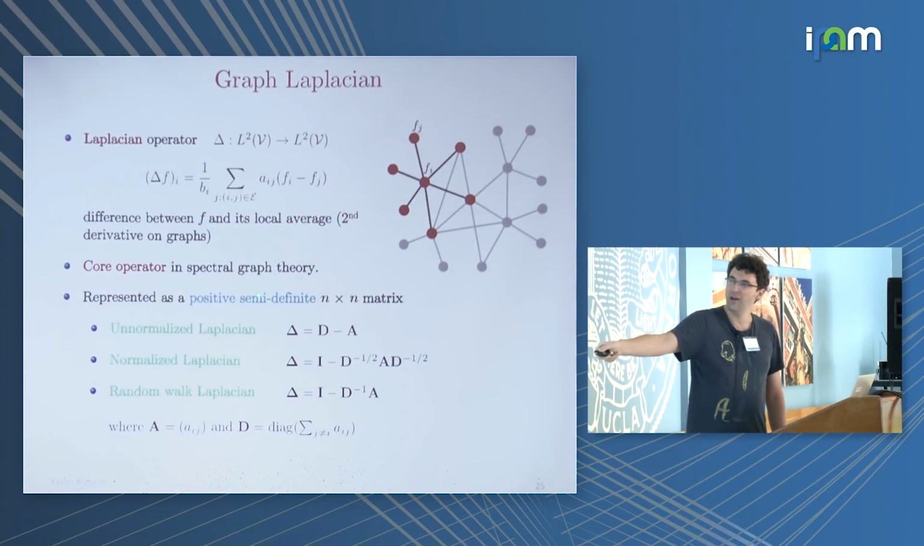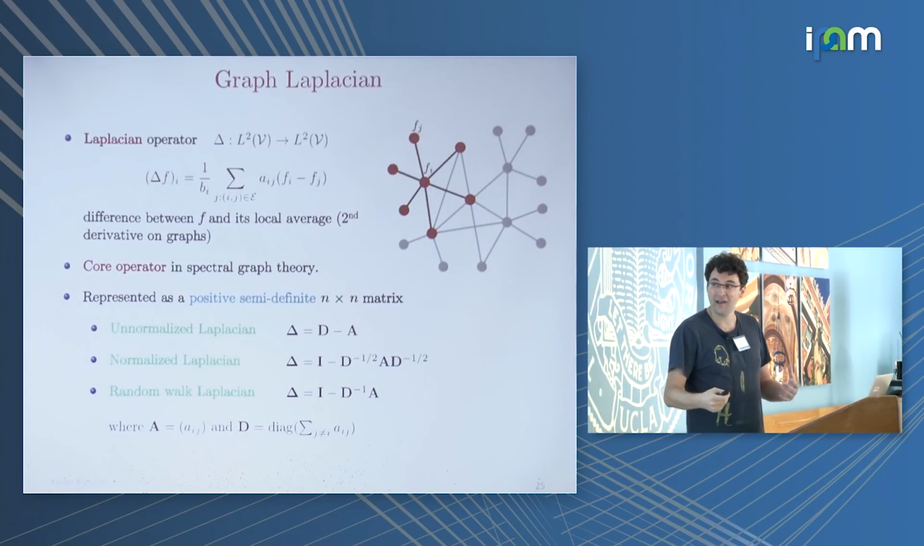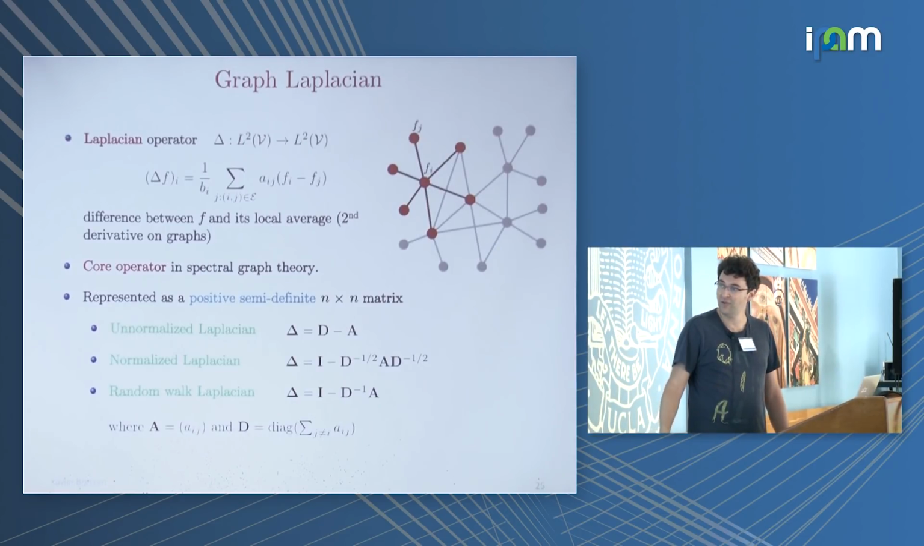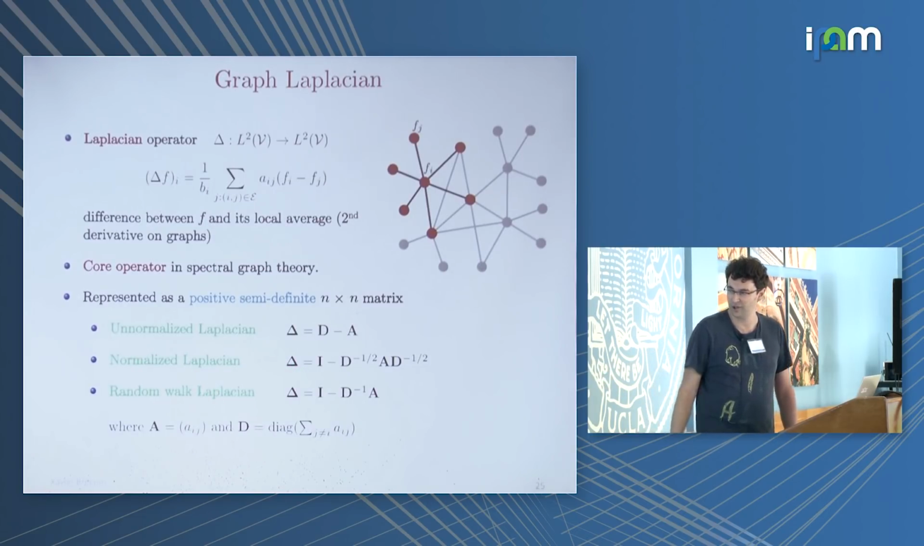Okay? So in the continuous domain, we have only one definition, which is the Laplace-Beltrami operator. In the setting of graphs, we may have multiple definitions. The two most popular are the normalized Laplacian and the random walk Laplacian.